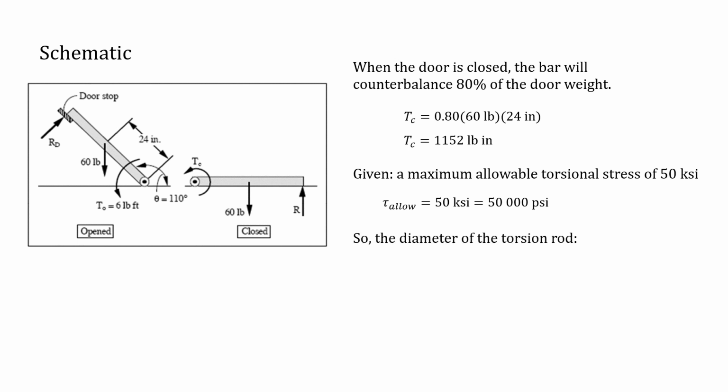So now we're going to use that equation that I had on the last slide and sub in our values. So our torque is 1152 and our shear is 50,000. So we can solve for our diameter, and that is 0.49 inches, and that's our answer for this part of the question. Now we have our diameter, we still have to find our length.